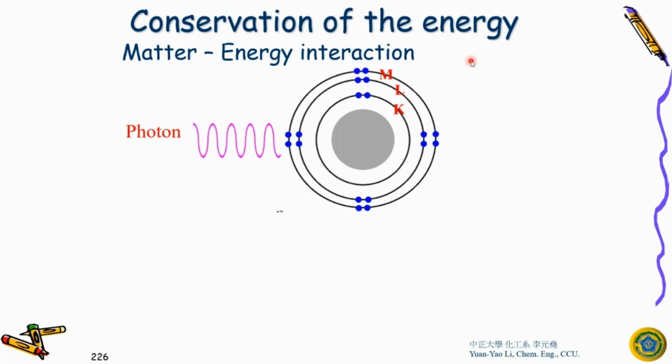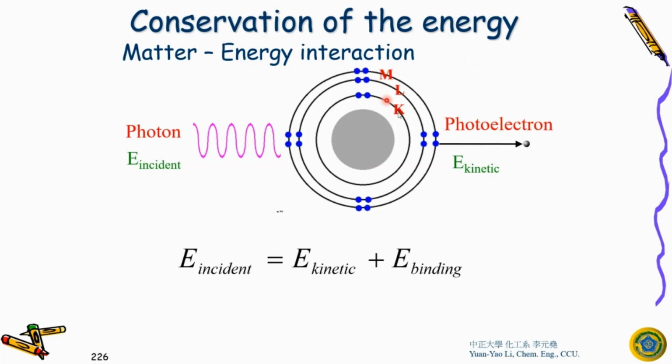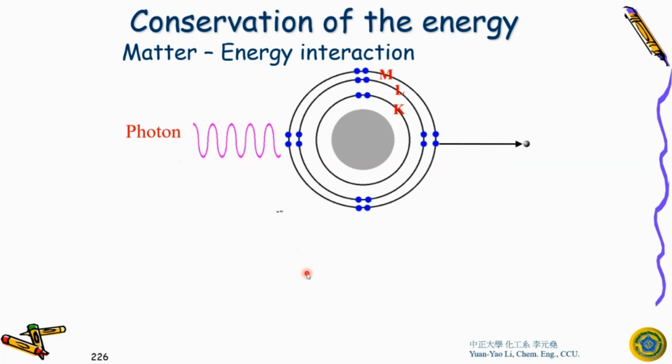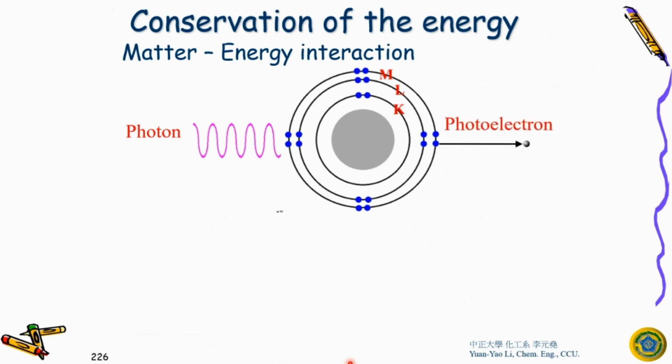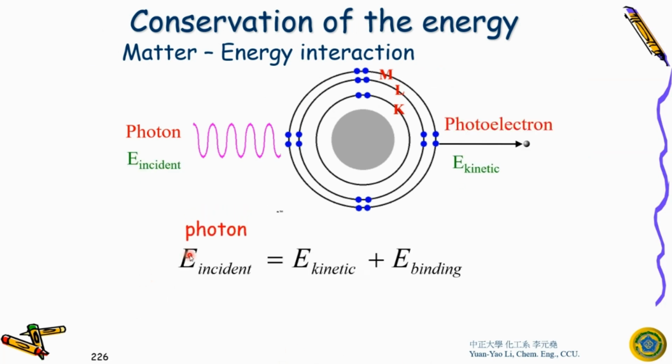Matter energy interaction. I hope you still remember. We have the photoelectron, right? So we have incident energy, and we have kinetic energy plus what? Binding energy. This is potential energy. According to energy conservation, we can write this equation. We know the incident energy of the photon, and we can measure the kinetic energy of the photoelectron. So according to energy conservation, we get this number, and then we know this number.